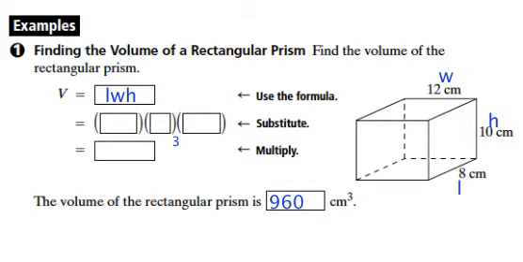So we're going to replace in the formula the numbers. So V equals 8 times 12 times 10. Do that multiplication on your calculator. The volume equals 960 centimeters cubed. The volume of the rectangular prism is 960 centimeters cubed.